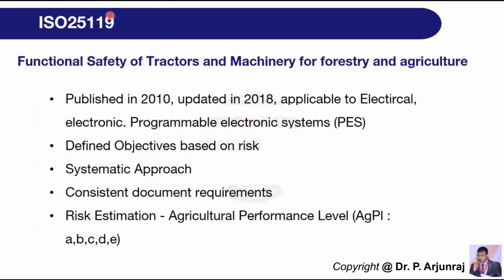And this functional safety standard ISO 25119 is applicable for the tractors and machinery used in forestry and agriculture. This standard was published in the year 2010 and it got updated in the year 2018. And this is applicable to all the E/E components and even for the programmable electronic systems as well, PES systems. And it defines the objectives based on the risk. It has a systematic approach, and the document is well documented in such a way that all the requirements are captured, like technical safety concept, technical safety requirement, functional safety concept, functional safety requirements, and the risk estimations. Okay, all these are captured here.